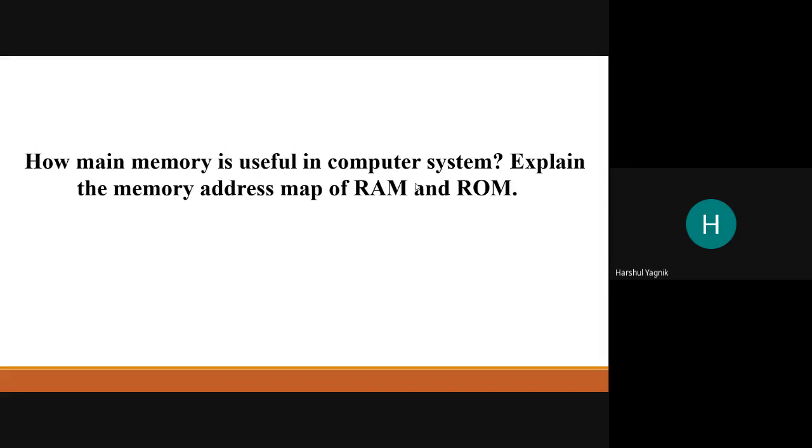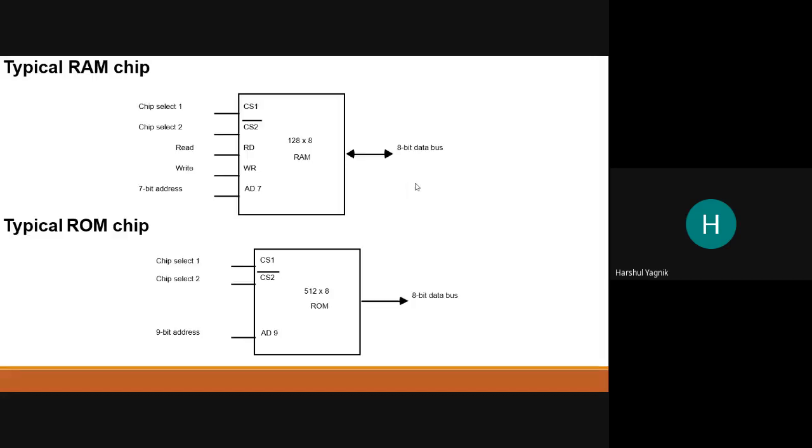These kinds of questions are asked in your examination. How much memory is useful in a computer system? Explain the memory address map of RAM and ROM. So this is a typical RAM chip and typical ROM chip, just a rough idea. There are a lot of things, but only a few things we are showing here.